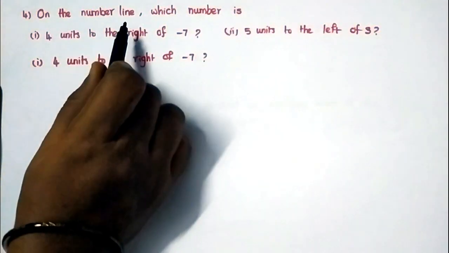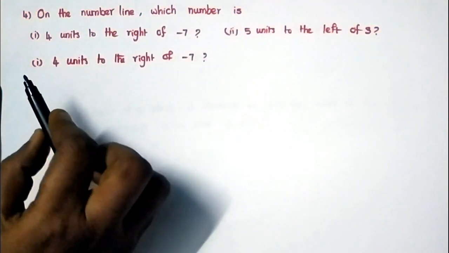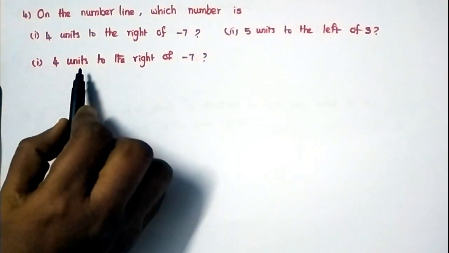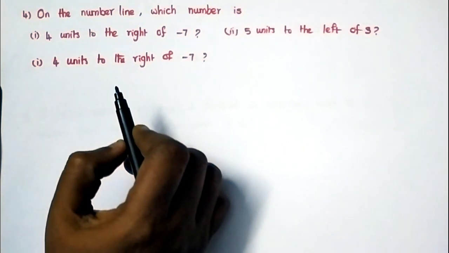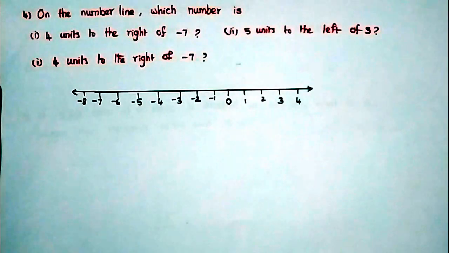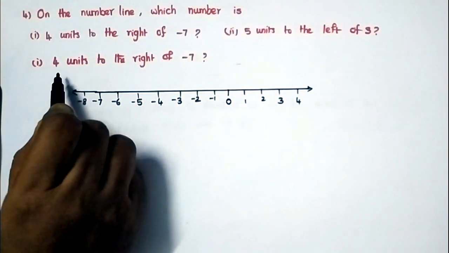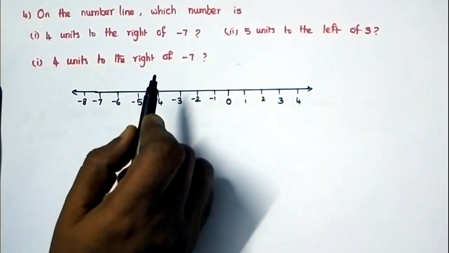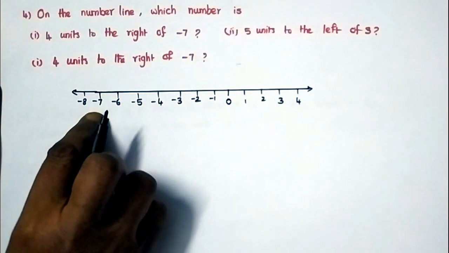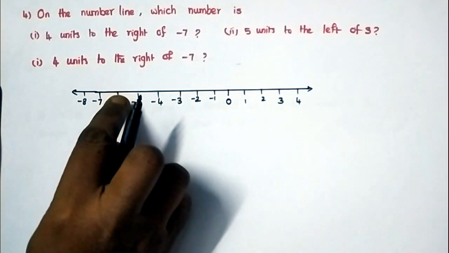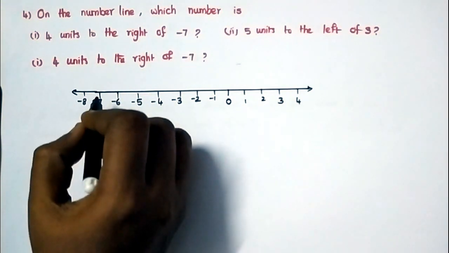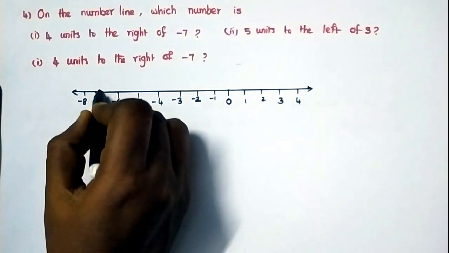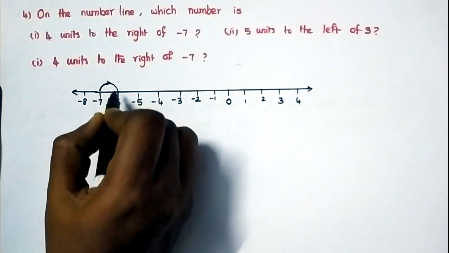Fourth sum, on the number line, which number is? First one, 4 units to the right of minus 7. So first draw the number line. Now listen, 4 units to the right of minus 7. From minus 7, 4 units move right side of that. So from here minus 7, move right side 4 units.